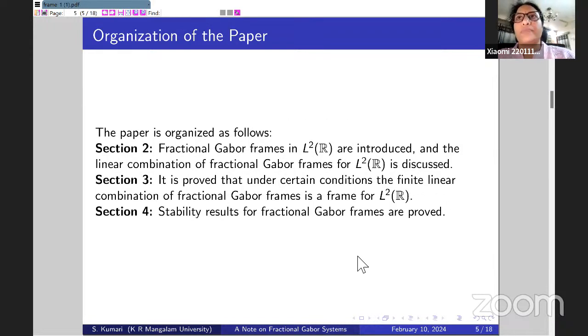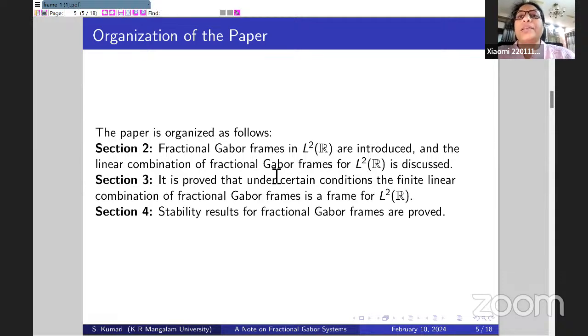This is the organization of my paper. I made four sections. The first section is the introduction. In the second section, fractional Gabor frames in L2R are introduced, and then the linear combination of fractional Gabor frames for L2R is discussed. In section three, it is proved that under certain conditions, the finite linear combination of fractional Gabor frames is again a frame for L2R. And then in section four, stability results for fractional Gabor frames are proved.